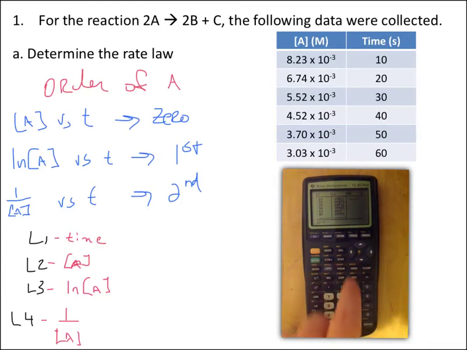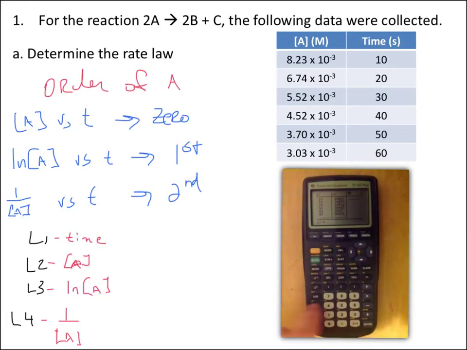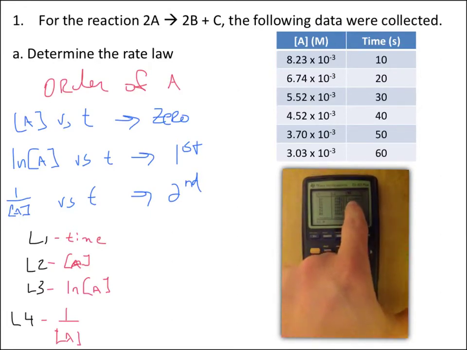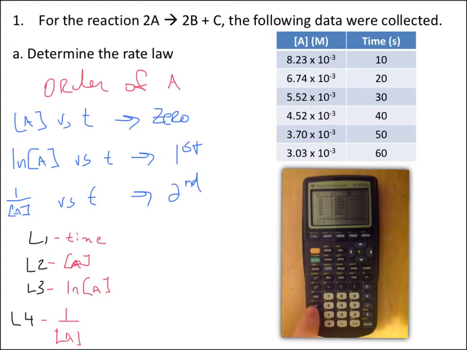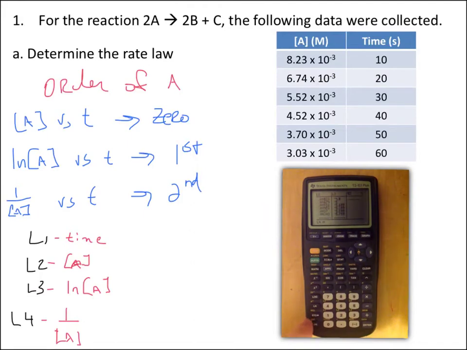And then I'm going to go up to L3. So this time I'm not going to do natural log. I'm going to give it a function. So notice I'm at L3. I'm not here, I'm at L3. And then I'm going to go natural log, and then second L2. And that just tells me to do everything for L3, and notice it's populated my whole L3. I'm going to do the same thing for L4. I'm going to go 1 divided by second L2, so 1 divided by concentration, and hit enter, and it'll populate that out.